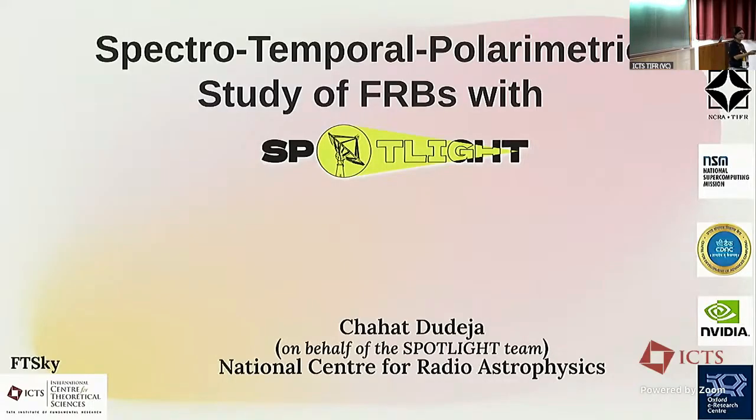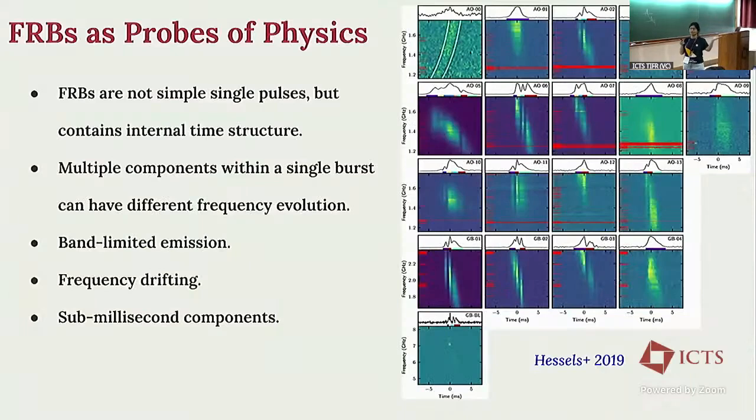In the previous talks, you heard about the technical side of Spotlight, how it works from correlator to candidate optimization and localization or imaging. In my talk, I'll focus on how we use these capabilities for FRB science, basically how we study emission physics. So here I start with a quick reminder of what FRBs are.